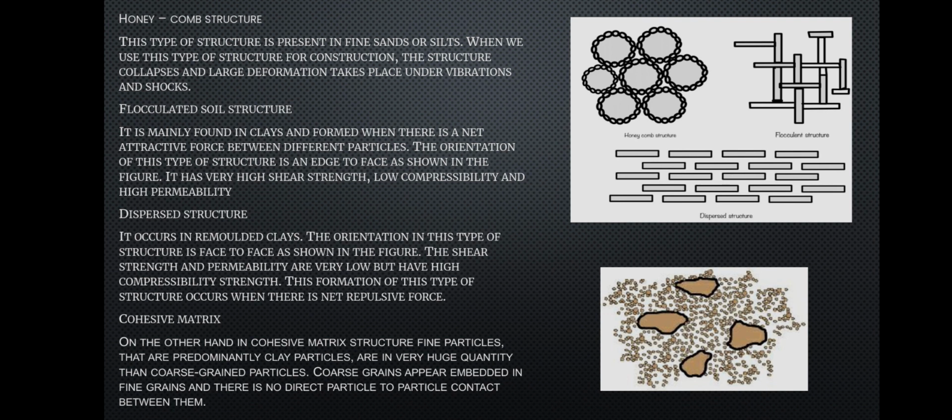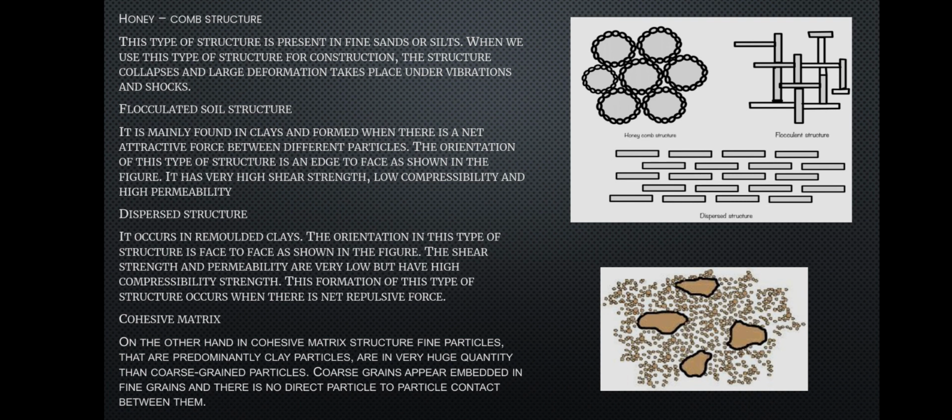In cohesive matrix structure, fine particles that are predominantly clay particles are in very huge quantity compared to coarse grained particles. Coarse grains appear embedded in fine grained and there is no direct particle to particle contact between them. So in the figure it is clear that the coarse grained particles are surrounded by a huge quantity of fine grained particles. Also there is no direct contact between the coarse grained particles. So such an orientation or structure is cohesive matrix structure.